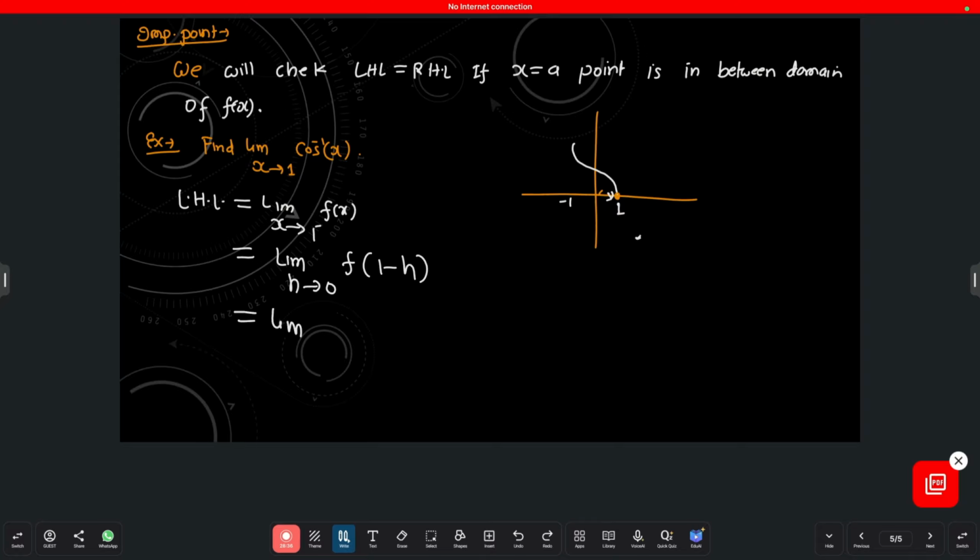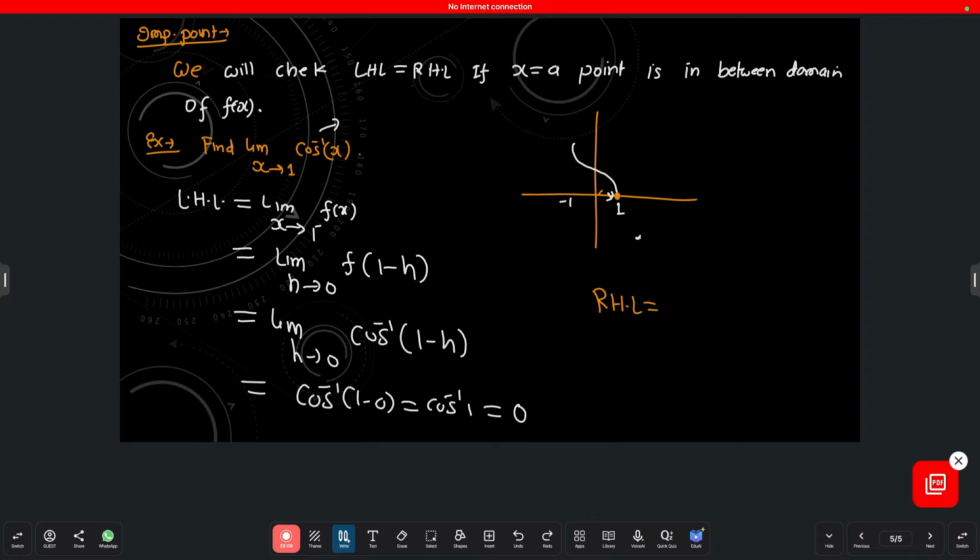So limit h tending to 0. Then in the function, I have to replace x by 1 minus h. What is the function? The function is cos inverse x. Then I should write cos inverse of 1 minus h. Now I can put the limit h value 0. Then what is the answer? Cos inverse of 1 minus 0, cos inverse 1. And what is cos inverse 1? 0.